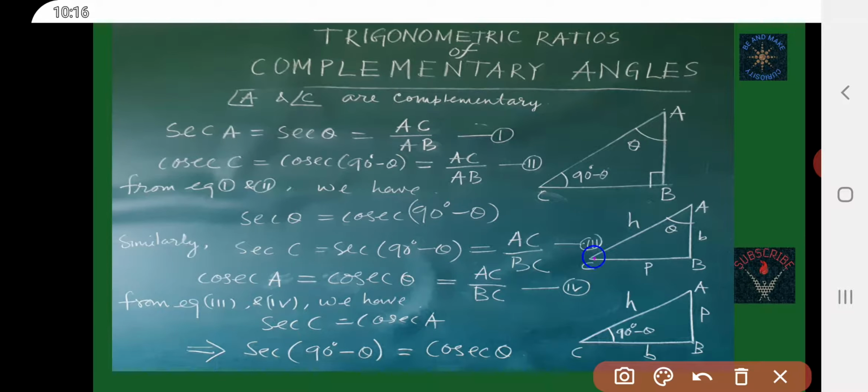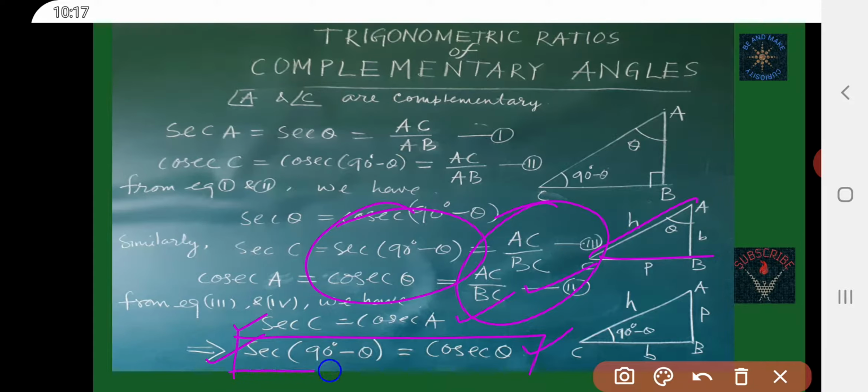So H by B, sorry, A means this, H by cosec, H by P. So H is your SC and P is your this. Okay, this and this. So SC by BC. Right sides are equal, so you can write left sides are also equal. So sec C is equal to cosec A, that is sec 90 degree minus theta is equal to cosec theta.